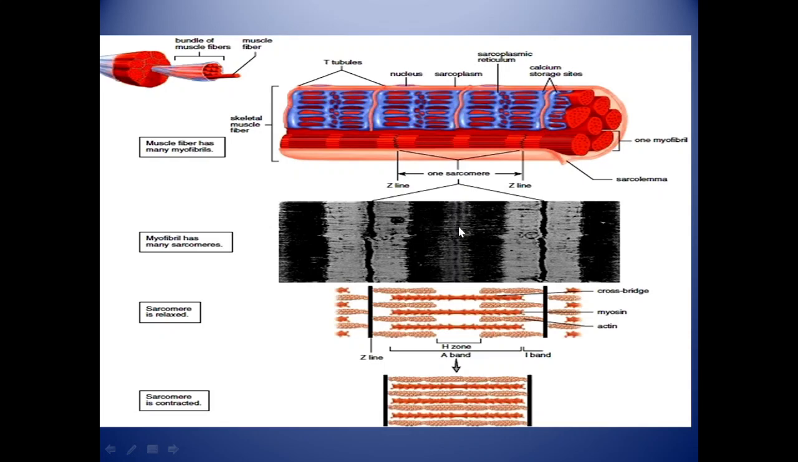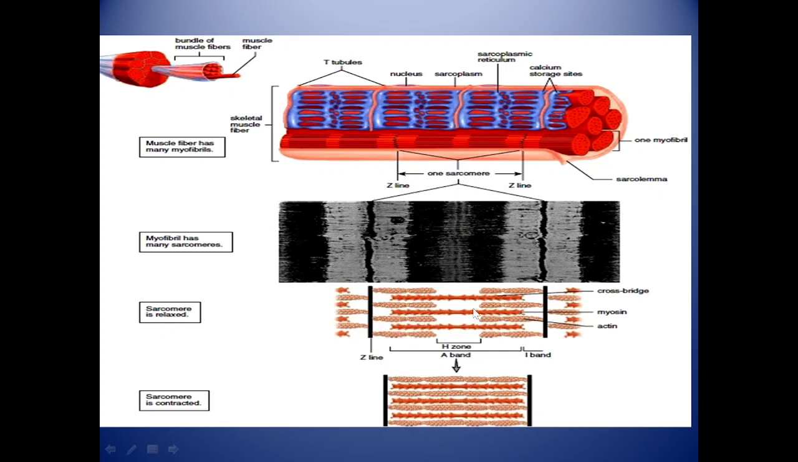Then this small portion centrally, which is a little different in shade, is the H zone, only myosin. Next to it is alternately actin and myosin. Then again a light band here. Now, this is the detail again, the structure which I showed you a little while ago.